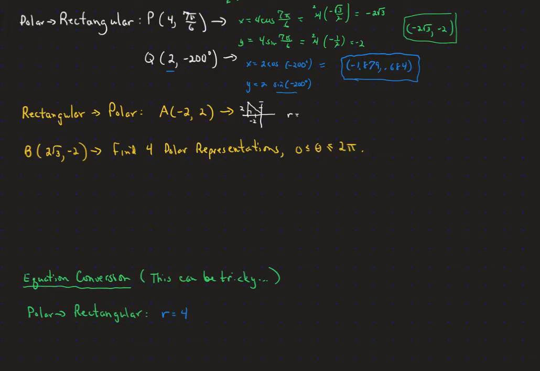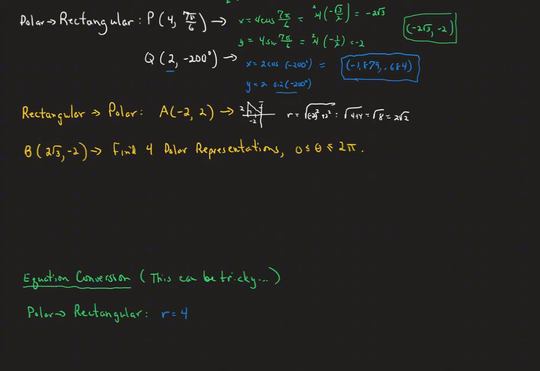So that's going to be negative 2, and that's going to be 2. So the r is just Pythagorean. That's going to be the square root of negative 2 squared plus 2 squared. So that's going to be 4 plus 4. That's going to be the square root of 8, which is 2 square root of 2.